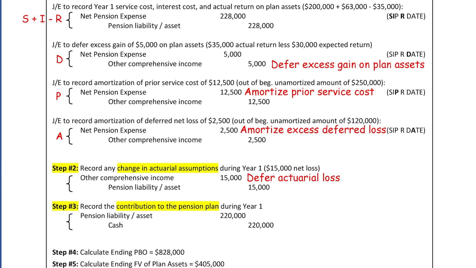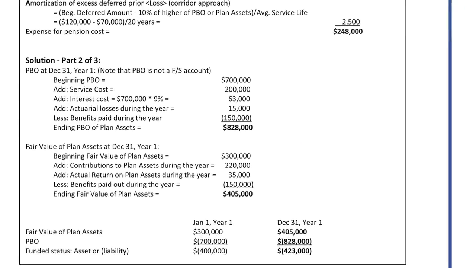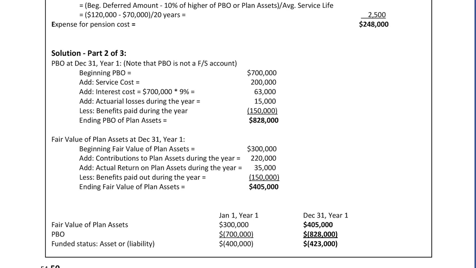Then you have step 4, 5 and 6, but the numbers from these 3 steps, they flow in from the previous page. So now let's go back to page 50. On the second half of page 50, we got calculations for ending PBO, ending fair value and the funded status of the plan. So where we have PBO calculations, write step 4. So the beginning PBO was $700,000, plus service cost during the year 200, plus interest cost 63, plus actuarial losses during the year 15,000, less benefits paid out 150, ending PBO 828.